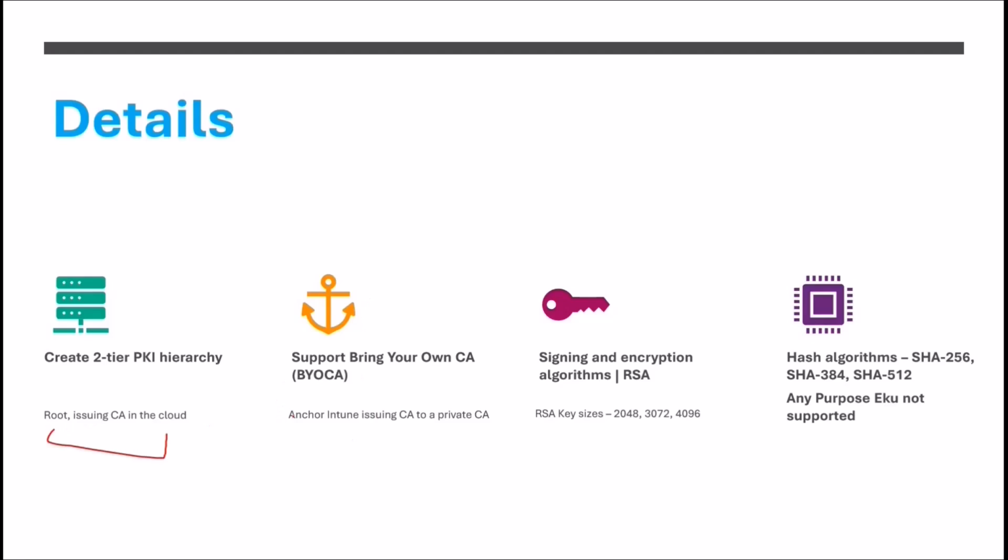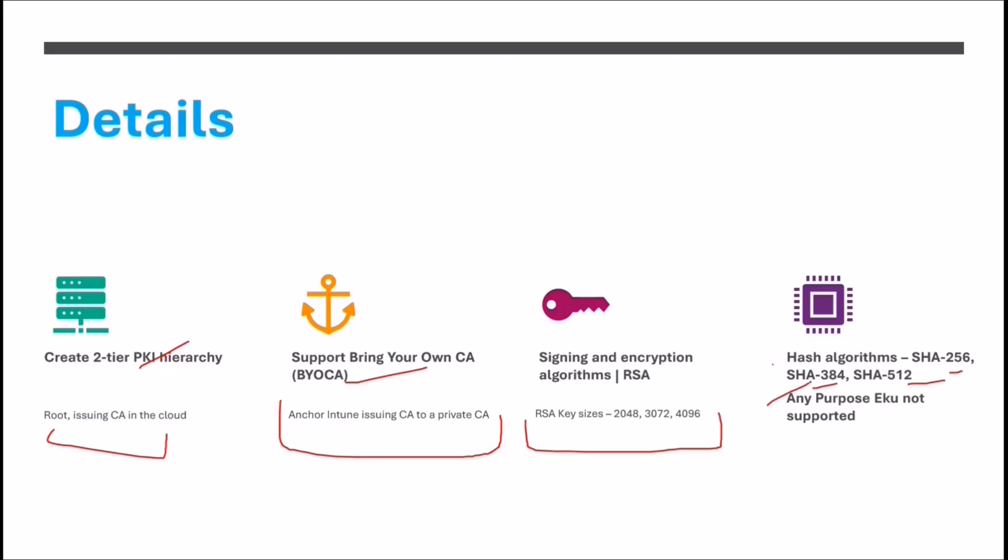So, details about Cloud PKI: we can create a root and issuing in the cloud, or we can only create the issuing in the cloud and the root will be on-prem, which is BYOCA. The RSA key sizes that are supported are 2048, 3072, and 4096. For security reasons, anything less than this, like 1024, is not supported anymore. And the hash algorithms supported are SHA-256, SHA-384, and SHA-512. Any purpose EKU is not supported.